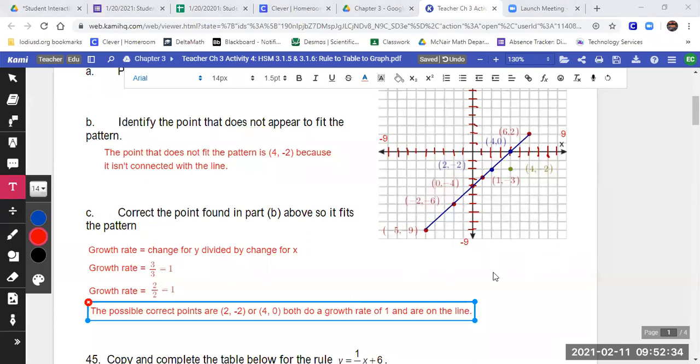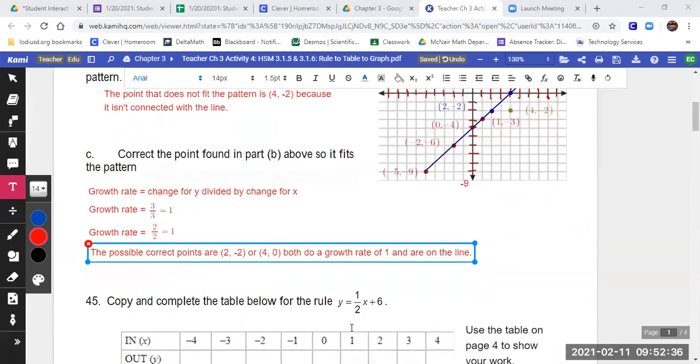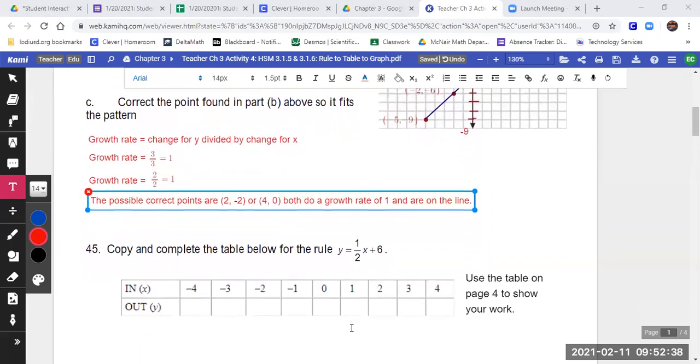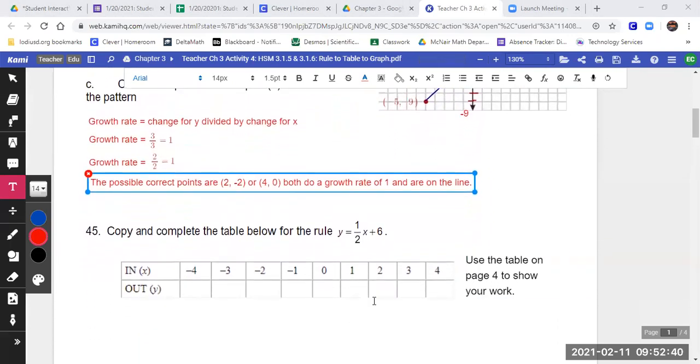Okay. All right, so let's go on to our next one. Copy and complete the table. We're going to use the table down below again. So we got to go use our snipping tool, get our equation, and move it down to the table we're going to use.